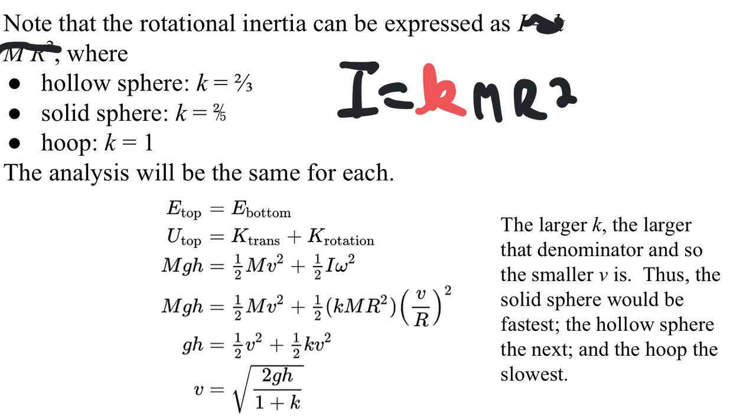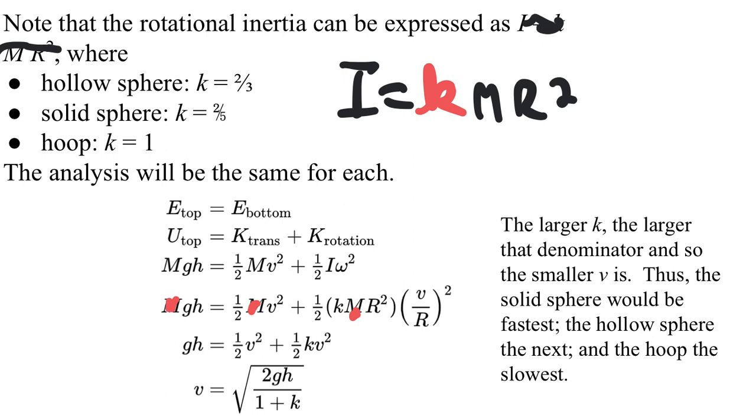And in each case, we'll do the same analysis. We'll say the energy at the top is equal to the energy at the bottom. The energy at the top, of course, is just mgh. The energy at the bottom is translational and rotational kinetic energy, which is 1/2 mv squared plus 1/2 I omega squared. But then we can replace I with k mr squared, and replace omega with v over r, and then square it. We have m in each term, so we can cancel the m's. And we're left with gh equals this stuff. So the velocity ends up being the square root of 2gh over 1 plus k.